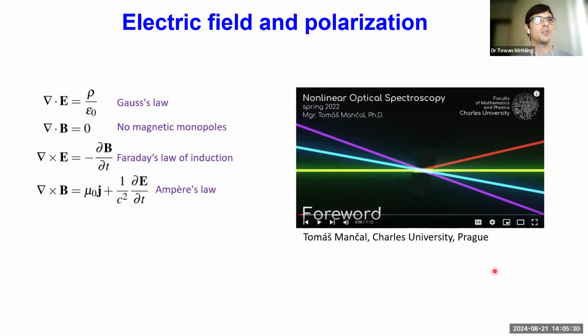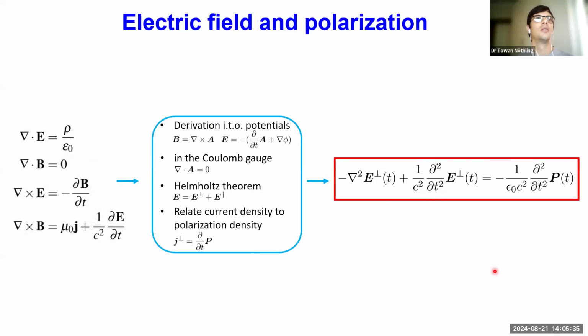We start with Maxwell's equations, which are the classical electrodynamics equations. And then we do a fairly standard derivation. We work in terms of the electrodynamic potentials, and we work in the Coulomb gauge. Then we rely on the Helmholtz theorem, which says that the electric field, or any vector field for that matter, can be separated into tangential and orthogonal components.